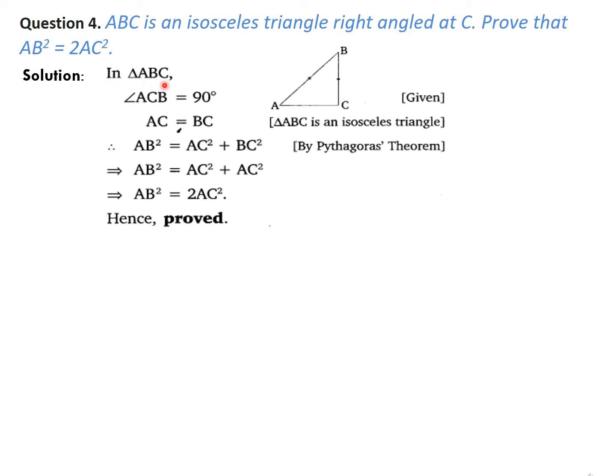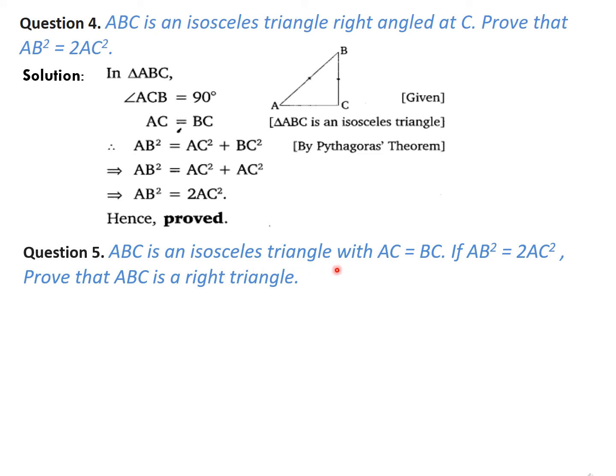So let us write it down. In triangle ABC, angle ACB is 90 degrees, AC equals BC. Now since ABC is a right angle triangle, we can write down AB square is equal to AC square plus BC square by Pythagoras theorem. Now instead of BC, we can write down AC by this equation. So instead of BC, we are writing down AC. So we have the equation AB square equals AC square plus AC square. Ultimately, we can write down AB square equals twice AC square. Hence proved.